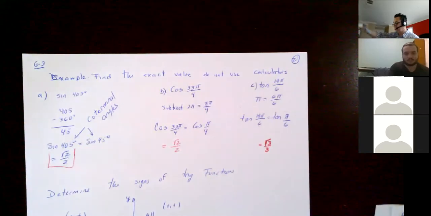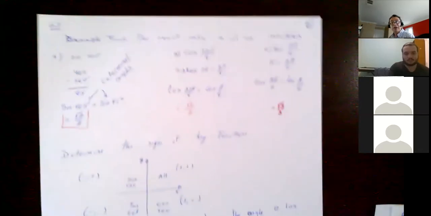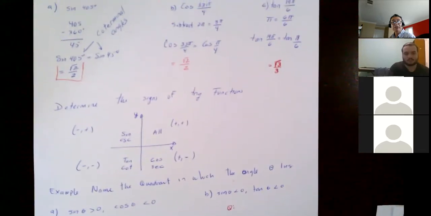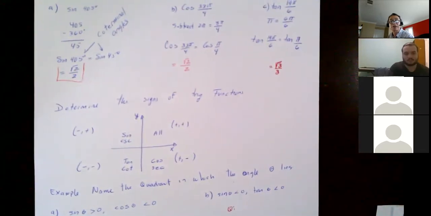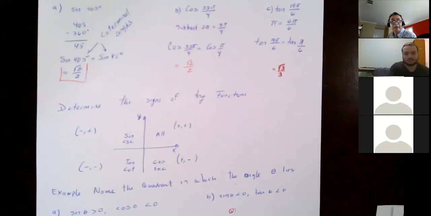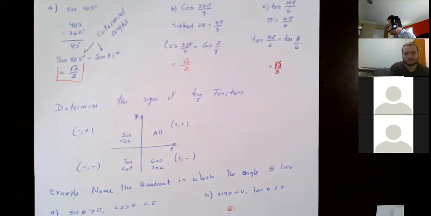Pretty good. So now let's continue. It says determine the signs of the trig functions. Notice I have already the signs there, but let me tell you how I got to that figure right here. Let me go over it again.